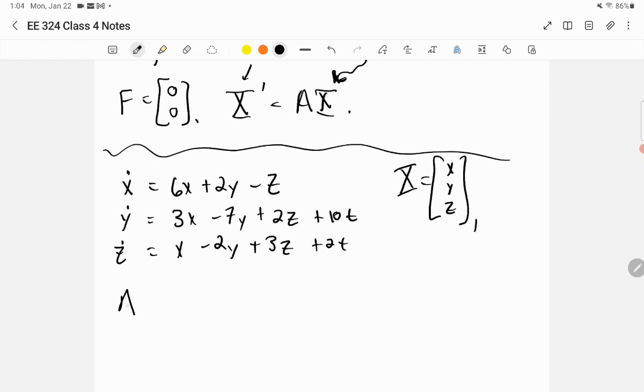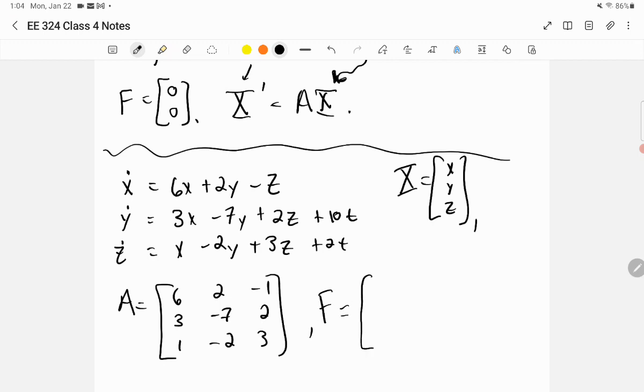We're going to have A, which is going to be a 3 by 3 matrix. It's going to be 6, 2, minus 1, 3, minus 7, 2, 1, minus 2, 3. And F is not going to be the whole 0 vector in this case. There is a 0 term here. There's no t, no function of t up there.